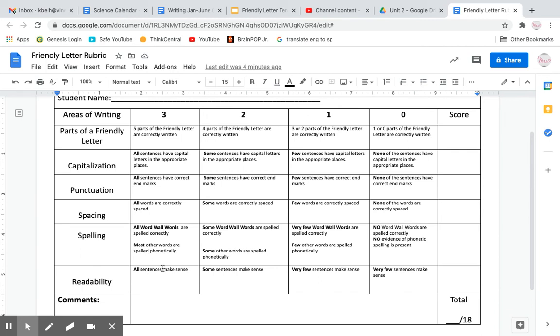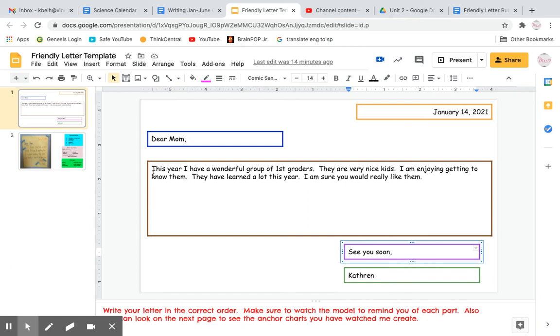Readability. Okay, do my sentences make sense? So the best way to check that is read your sentences one at a time. This year, I have a wonderful group of first graders. Yes, that sounds right. They are very nice kids, period. That sounds right too. So go one sentence at a time to check that. So that's what I'm looking for in your friendly letter.